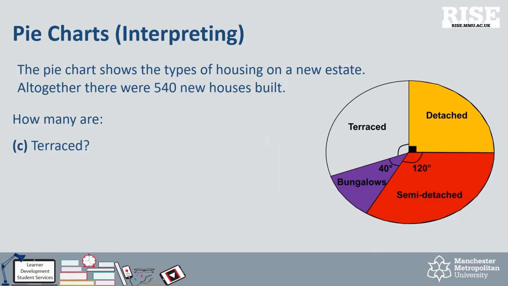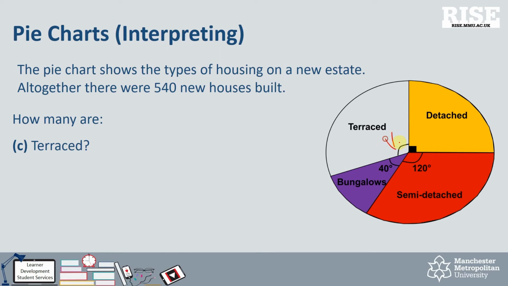How would I then get the terraced number? There are various ways I could do it. I could figure out what the angle is there by taking all of the angles I know away from 360, or I could take away all the amount of bungalows, semi-detached and detached houses I know were built from the 540. I'm going to demonstrate how to do it using the angle.